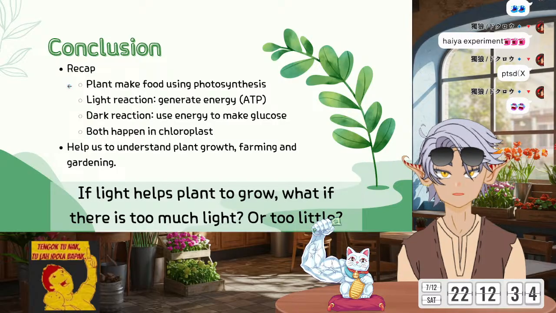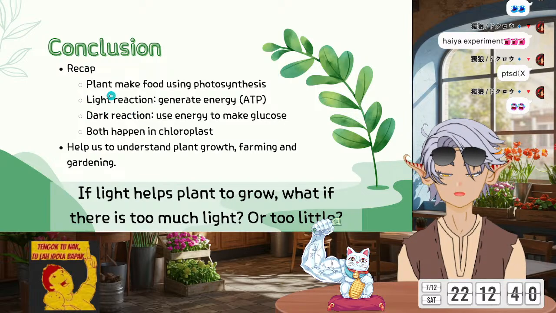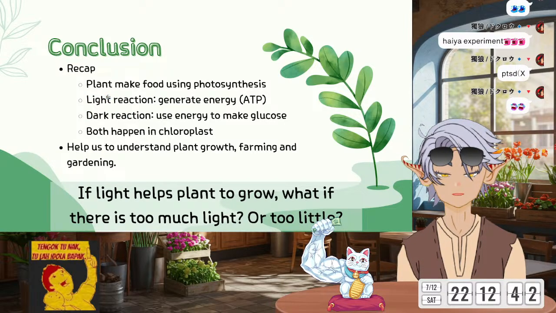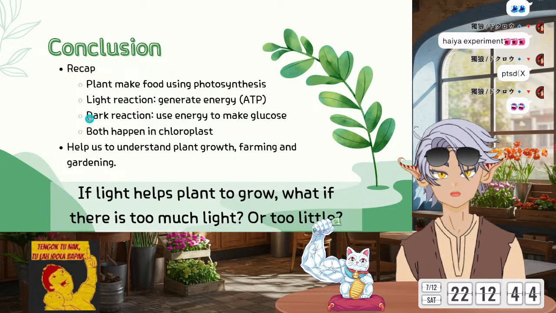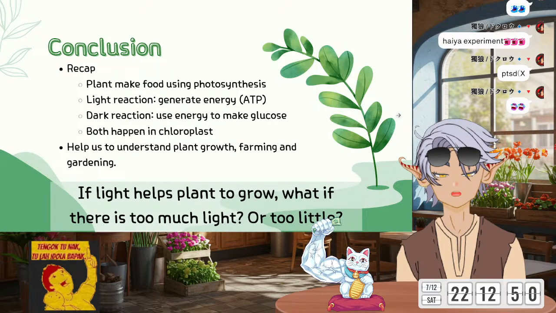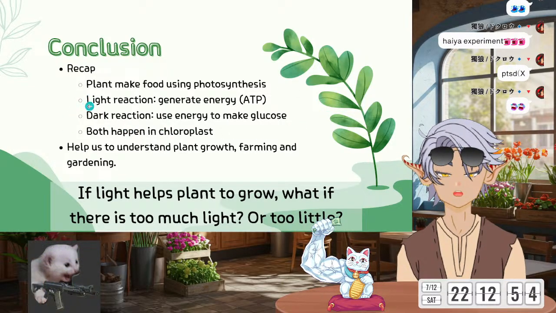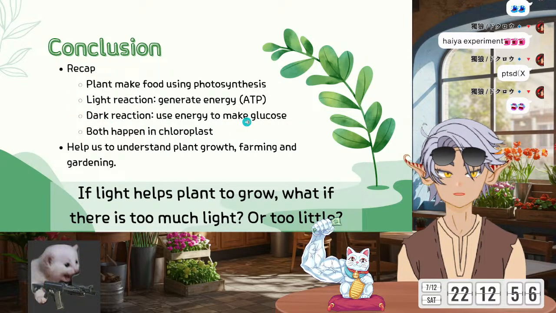Okay, so conclusion of this, more of a recap. Plants make food using photosynthesis, and the light reaction generates energy, ATP. The dark reaction uses energy to make glucose or further starch. This reaction happens in chloroplasts. Light reaction and dark reaction both happen in chloroplasts.